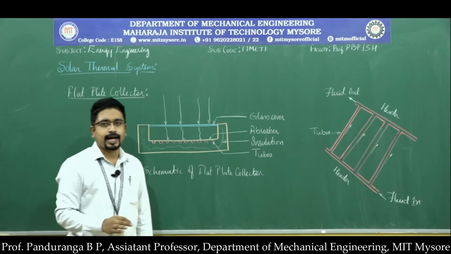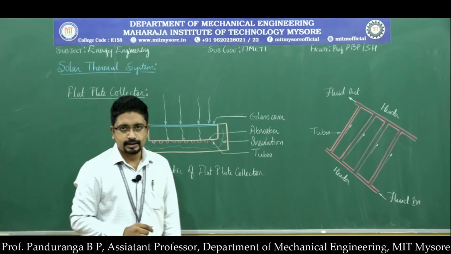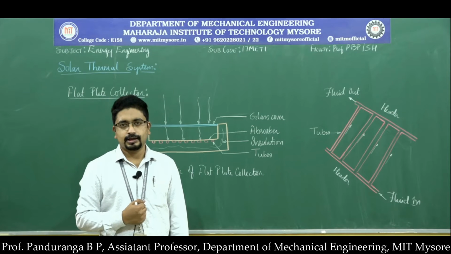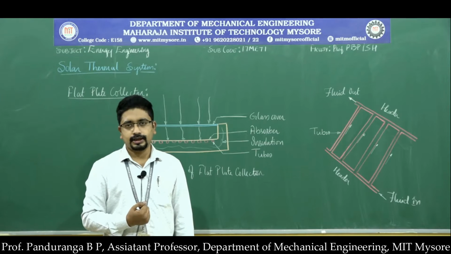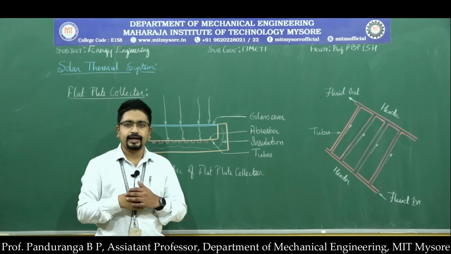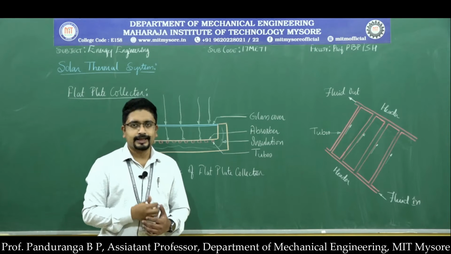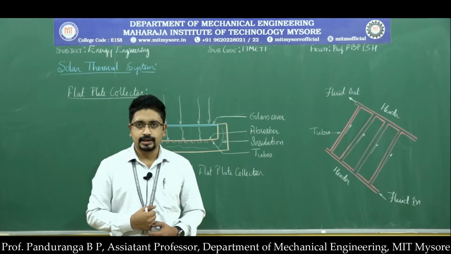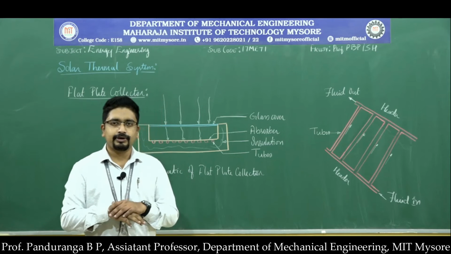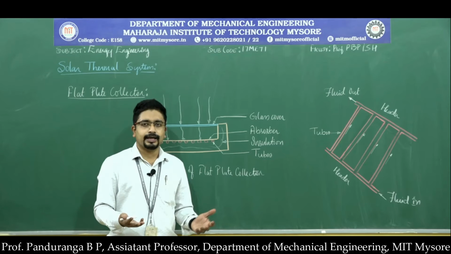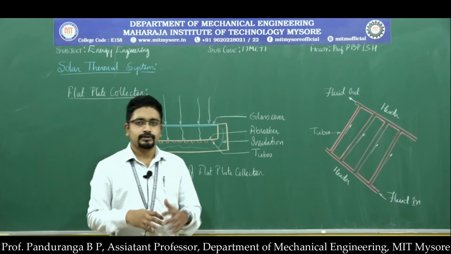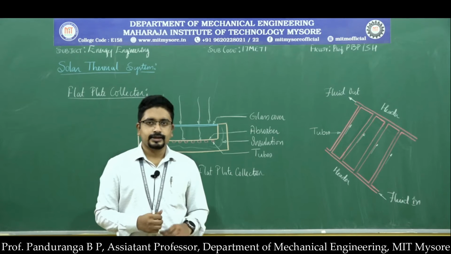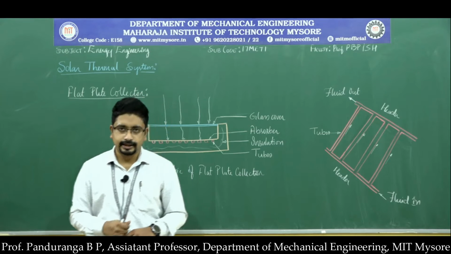Generally the absorber will be black in color, dull black or matte black, so that it can absorb a lot of heat energy. If it is a highly reflective black surface, then it reflects a certain amount of energy and won't be able to capture that. So generally we provide a copper plate or a brass plate, and we apply dull black paint so that the absorption capacity increases.